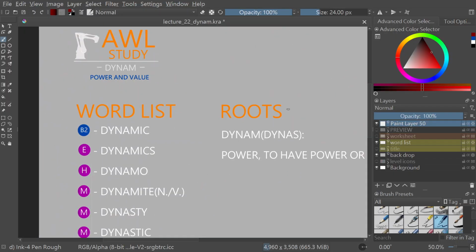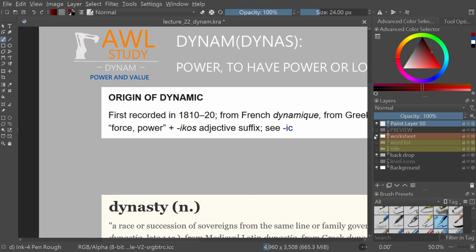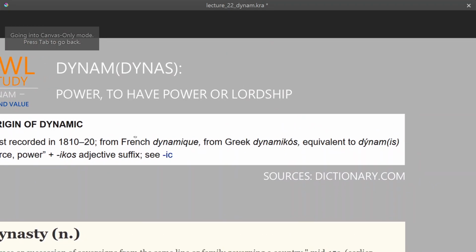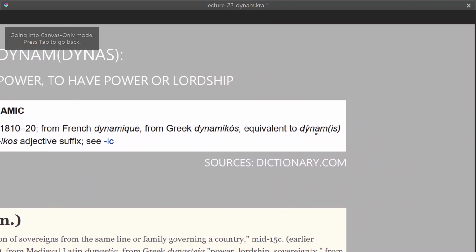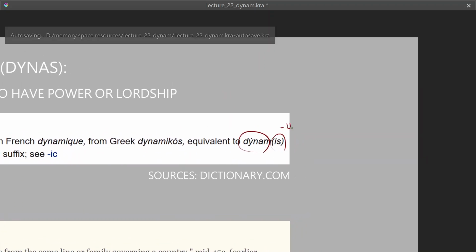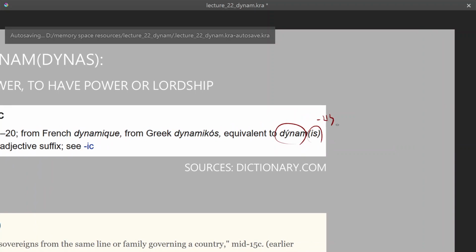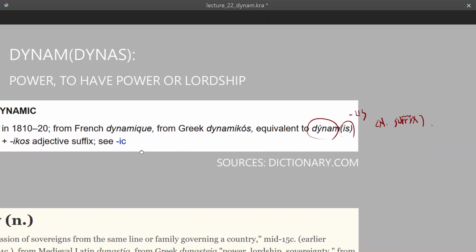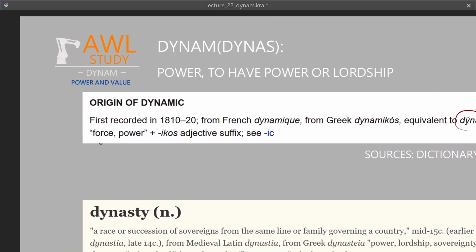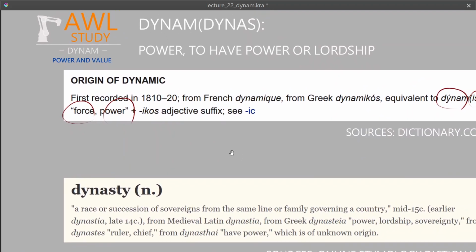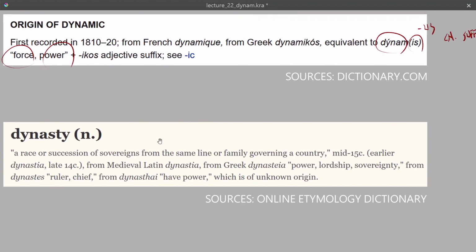Alright, so as usual, let's dive into the root itself. So we have the root dynam, followed by ic, which is a variant of ikos. Ic is a noun suffix in this case, meaning somebody or something. So we have the root dynam meaning force or power, and we have the variant of dynam, which is dynast.